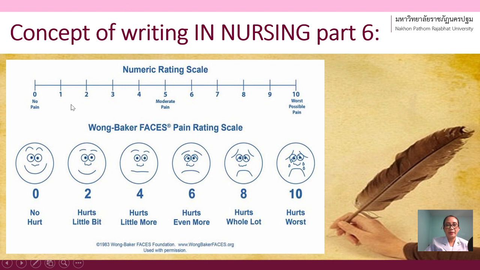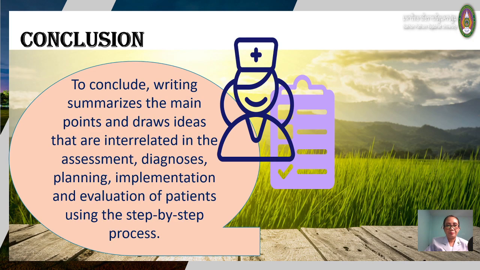the pain rating scale by using numbers. So 0 means no pain, 5 is moderate, and 10 is the worst possible pain. So it's very easy. You just carry this wherever you go. You have a printed copy of this every time you are in the hospital as a student nurse, or even when you are already a professional nurse.